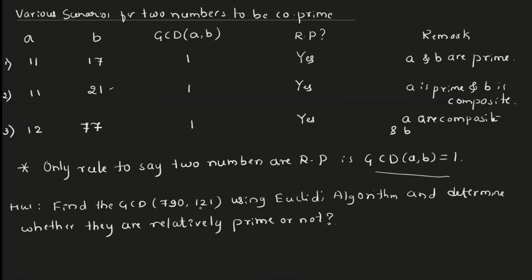GCD of 719, 121, and check whether these two are relatively prime or not. Comment your answer in the comment box.